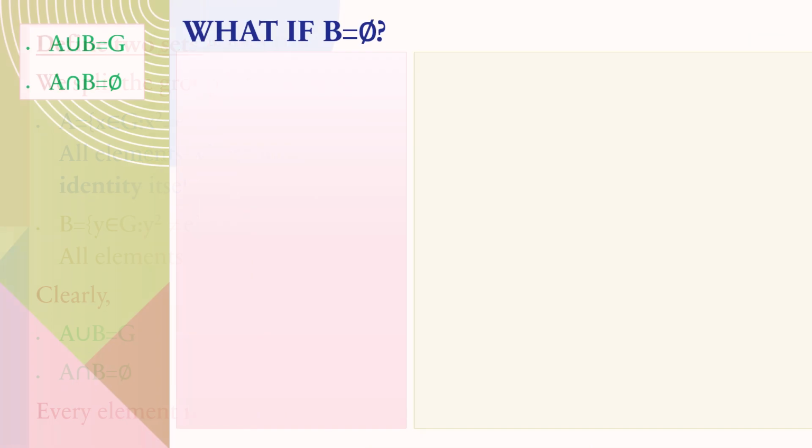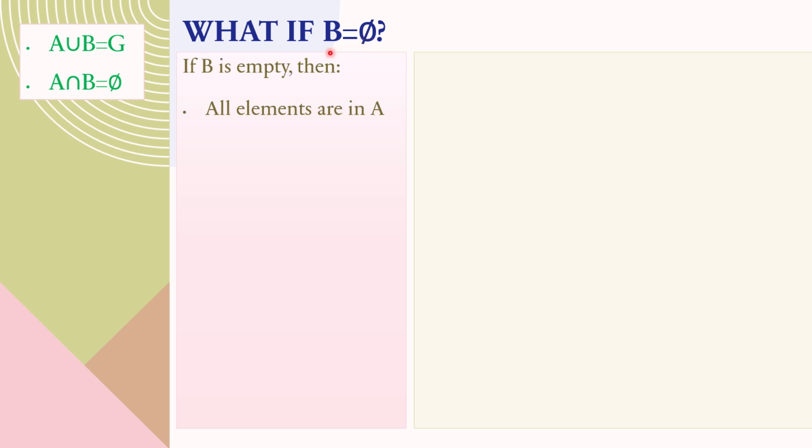Okay. So now comes the main part. We know that A union B is equal to G and A intersection B is empty set. First condition is, what if B is equal to empty set? We take B as empty. Okay, if B is empty, then all elements are in A, because we know that A union B is equal to G. If you cancel out B, then A will be equal to G, right? So every element X of G satisfies X square is equal to E. Since we are eliminating B, everything of A is in G, and A was all involutions, so all involutions are in G.